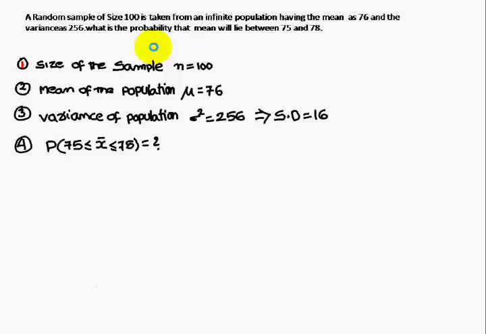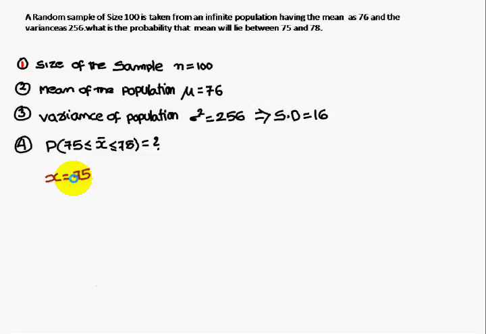What is the question he is asking? The probability that the mean x bar will lie between 75 and 78. That's why I have written 75 and 78. This we have to find out. How are we going to find it out? Let us check. x is equal to 75.